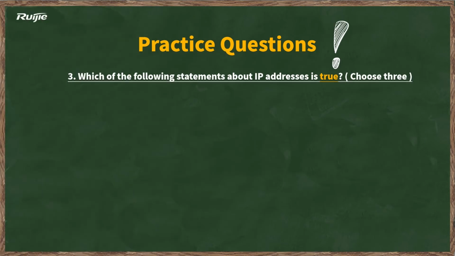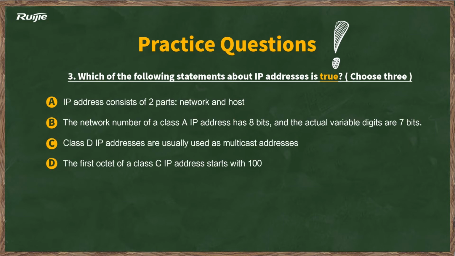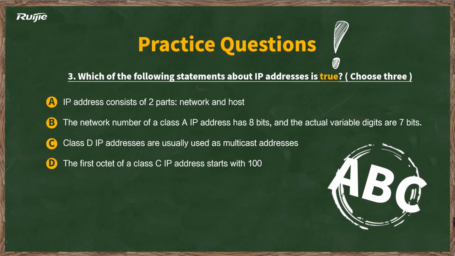And the third one: which of the following statements about IP addresses is true? We have to choose three correct answers. The answer is A, B, and C. That means option D is wrong.